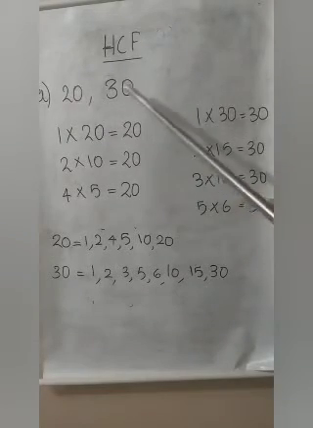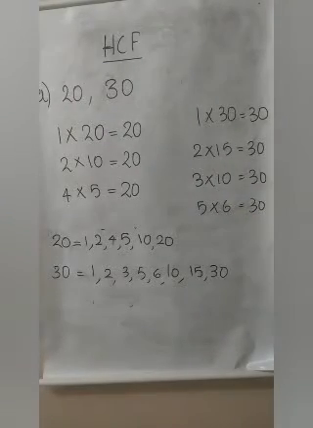So listing factors means for the given two numbers, we'll list out all the factors of the given numbers and then we'll compare the factors, from which we'll find the common factors and then we'll find the highest common factor, that is HCF. Other method means we are prime factorizing the given numbers and finding HCF. In today's class, we can discuss HCF by listing factors. We can discuss this with the help of an example. Consider the numbers 20 and 30.